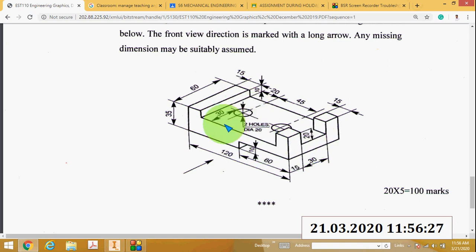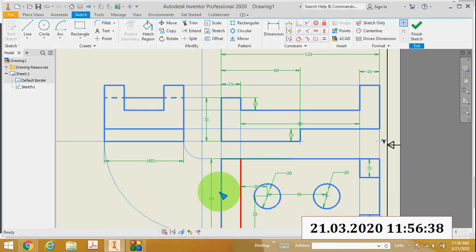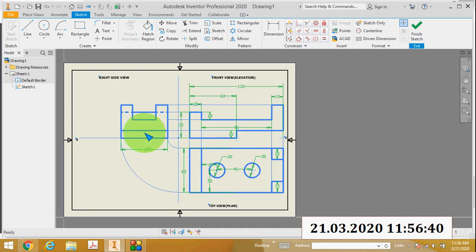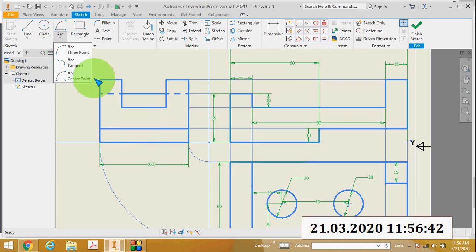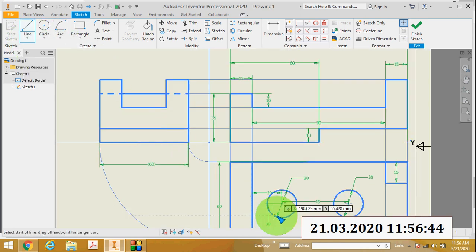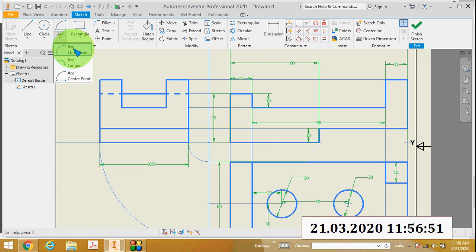Okay, so you can mark a point here and then draw a cylinder. Okay, so this distance is 30 mm, or you can project from this top view. Okay, which one is appropriate. Here I will project from this top view. So from the top view I will project this, then draw an arc. This as center, this as radius, draw an arc here, so that is the center.